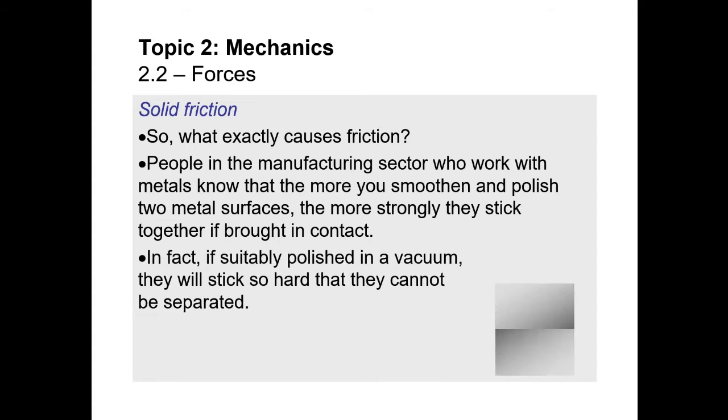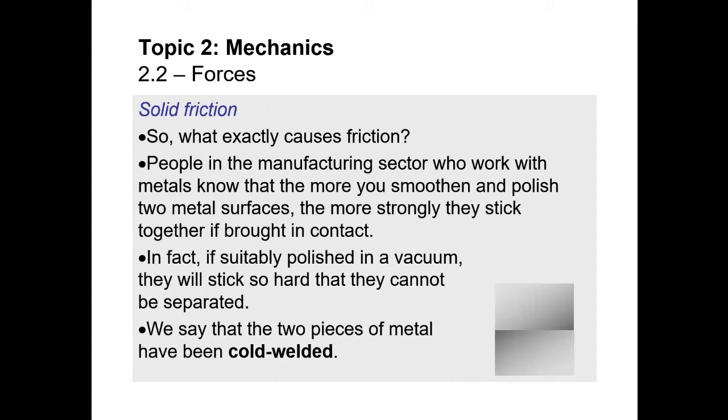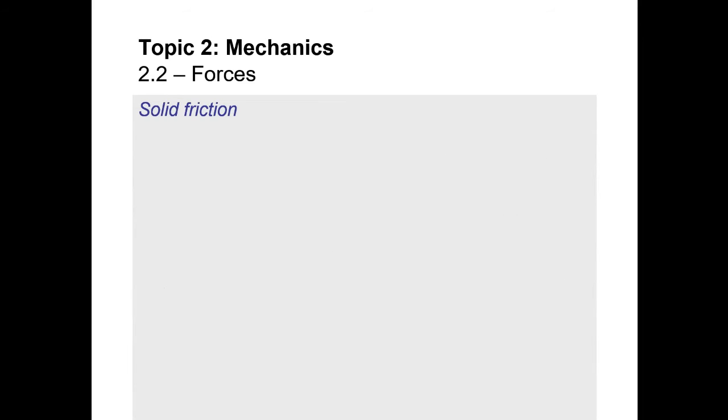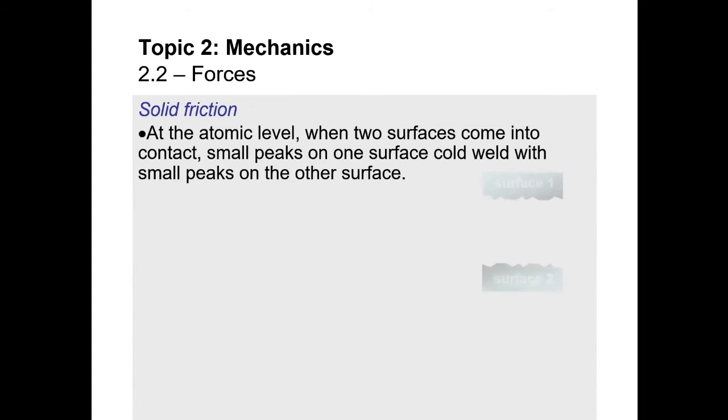In fact, if suitably polished in a vacuum, they will stick so hard that they cannot be separated. We say that the two pieces of metal have been cold welded. At the atomic level, when two surfaces come into contact, small peaks on one surface cold weld with the small peaks on the other surface, like that.